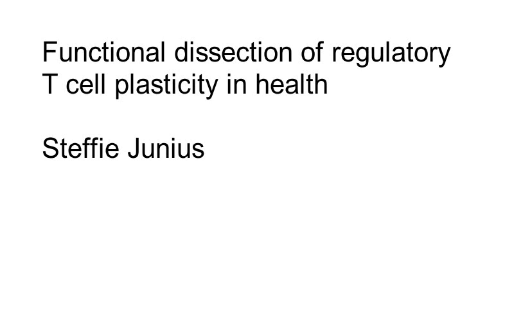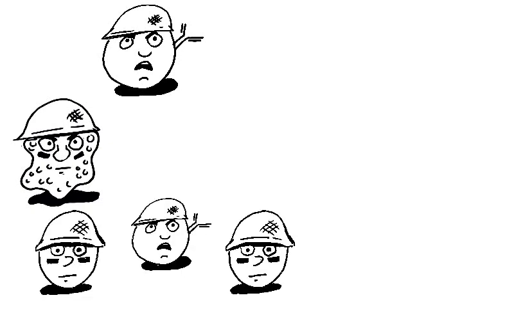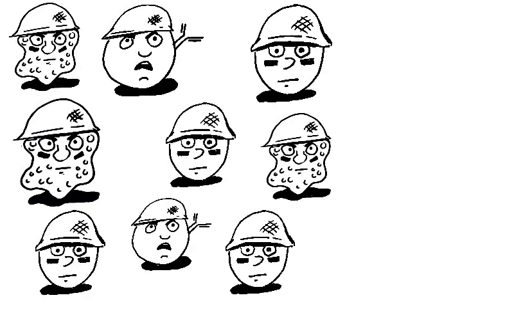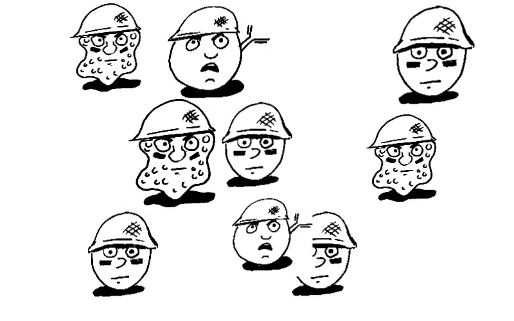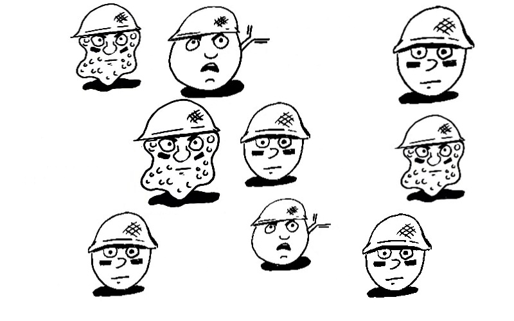Hi, I'm Steffi, and in this video I would like to explain my PhD project called Functional Dissection of Regulatory T-cell Plasticity in Health. The immune system consists of an army of various cells to protect our body from harm. When a pathogen enters the body, they will recognize this and start up an immune response to clear the danger. This immune response, however, needs to be well controlled to prevent unwanted response.